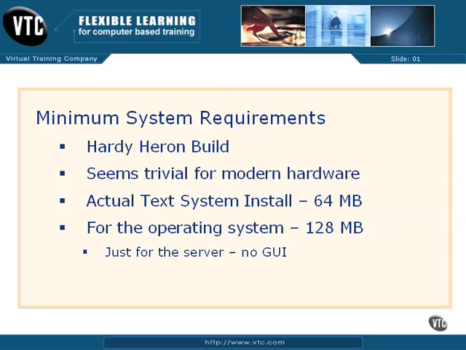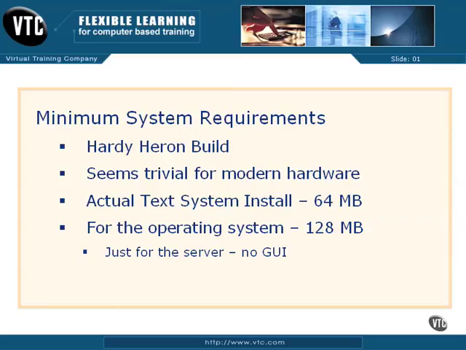The published minimum hardware requirement for the installation of Ubuntu Server in text mode is just 32 megabytes. But I find in practice, I need at least 64 megabytes. Yes, more is required for the actual operating system. I prefer systems with at least 128 megabytes for a minimal installation of Ubuntu Server.